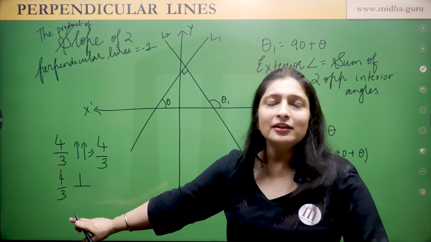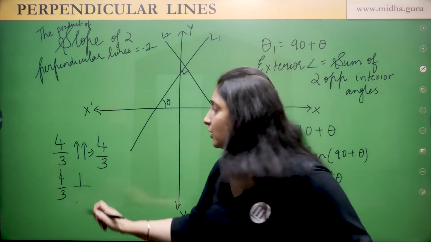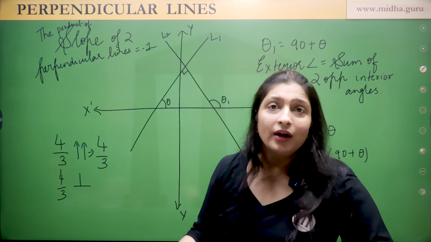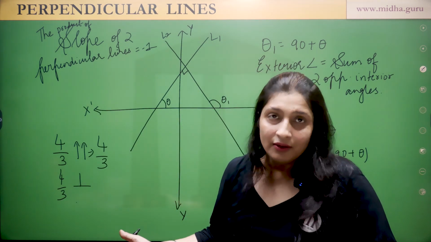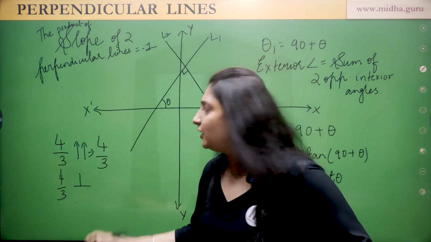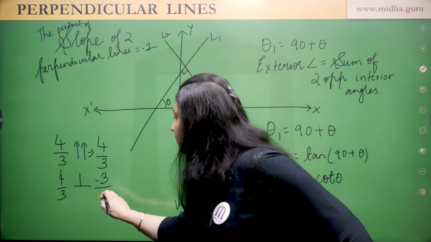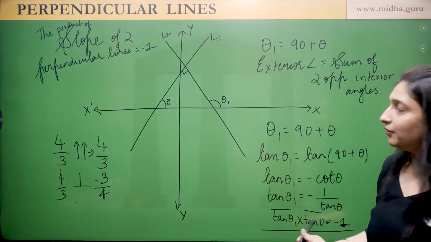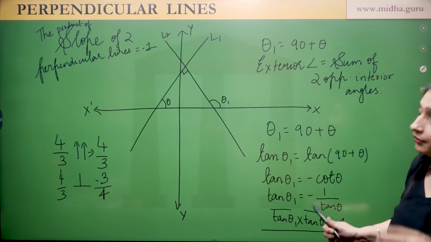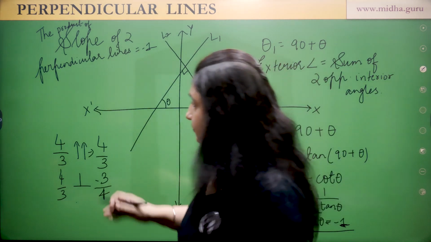We know that the product is what? Minus 1. So 4 by 3 into what gives you minus 1? That means minus 1 divided by 4 by 3, which is minus 3 by 4. One of the values is given, so you can find out the other value. So this is it.